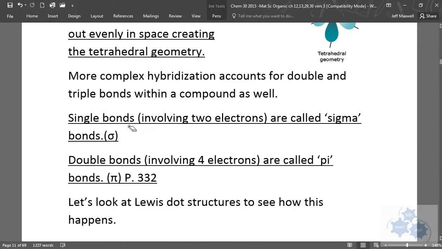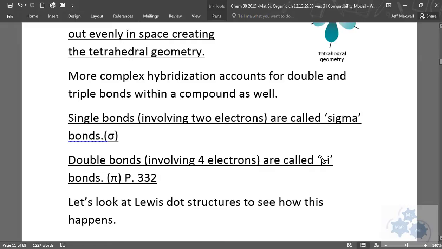But single bonds, that's involving 2 electrons, are called sigma bonds. And of course the Greek letter sigma is used as the symbol for these single bonds. So a single bond is a sigma bond. That's probably pretty easy to remember. Double bonds, that's involving 4 electrons, are called pi bonds. And of course the symbol is the letter pi from the Greek. Sigma and pi bonds. Okay, sigma single, pi bonds double.